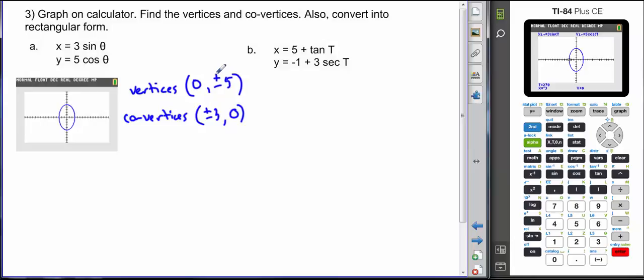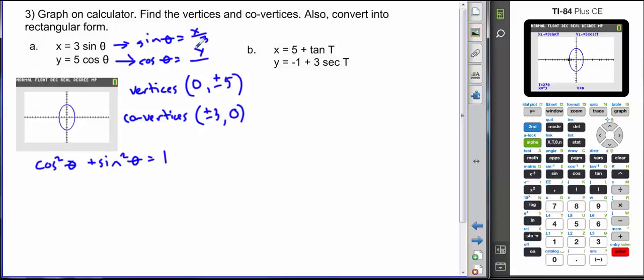All right, so let's change this into rectangular form. This conversion method is a little different than what we did on the others because you would have to use inverse trig to solve for theta. That's just goofy. So here's what we know. We have this relationship of cosine squared theta plus sine squared theta equals 1. So if I solve each of these for sine of theta and cosine theta, I'd have sine of theta equals x over 3, and cosine theta is equal to y over 5.